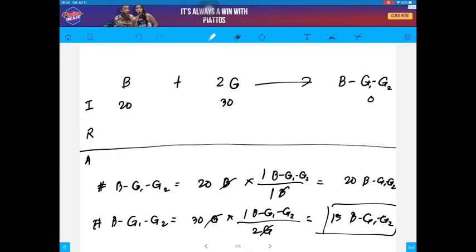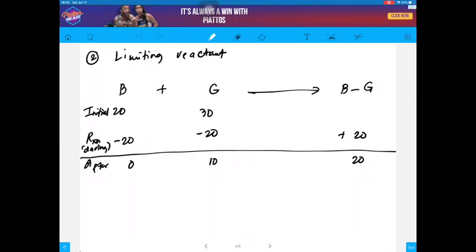In this case, all the girls are paired up. The boys pair up with 30 girls to form 15 trios. So after the pairing up, we have 5 boys remaining. All the girls have paired up, and there are 15 trios that have been produced. Okay, these are two of the analogies that can be used in understanding the concept of limiting reactant.